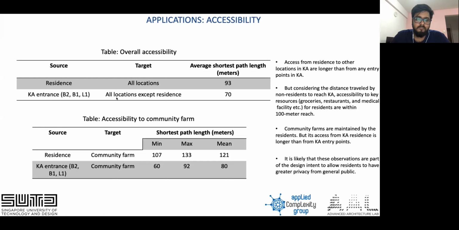But compared to the distance traveled by non-residents to reach there, residents can actually reach the key resources within 100 meters distance. Similarly, access to the community farm that is solely maintained by the residents is longer to reach from residents than from the entry points. But these observations are likely a compromise between accessibility and the privacy of residents by the architects.